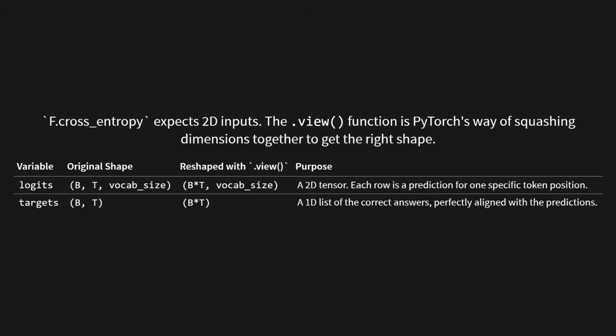Look at this table. Our logits variable starts with a shape of B, T, vocab_size. When we call .view on it, we reshape it to B times T, comma, vocab_size. The purpose of this is to create a 2D tensor where each row is a prediction for one specific token position. Now for targets. It starts with shape B, T. When we call .view(-1), it becomes a 1D list of shape B times T. Its purpose is to be a simple 1D list of the correct answers, perfectly aligned with the predictions we just made.